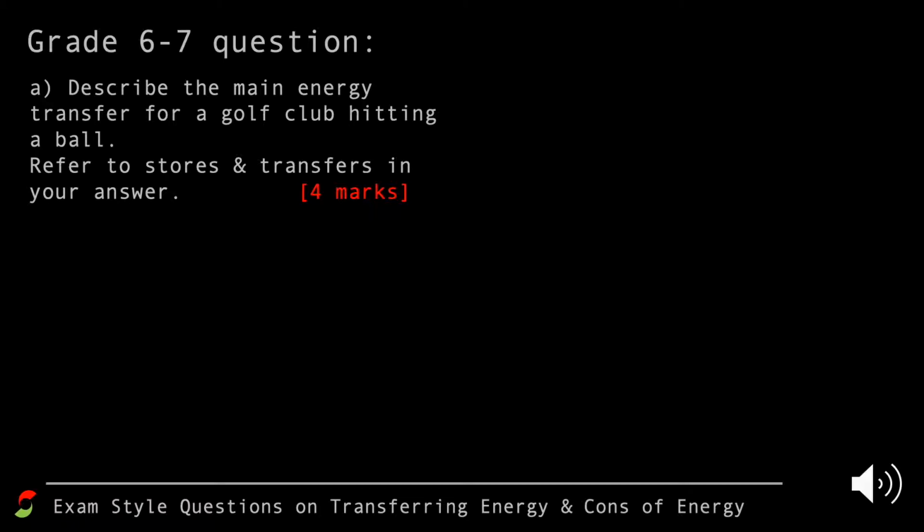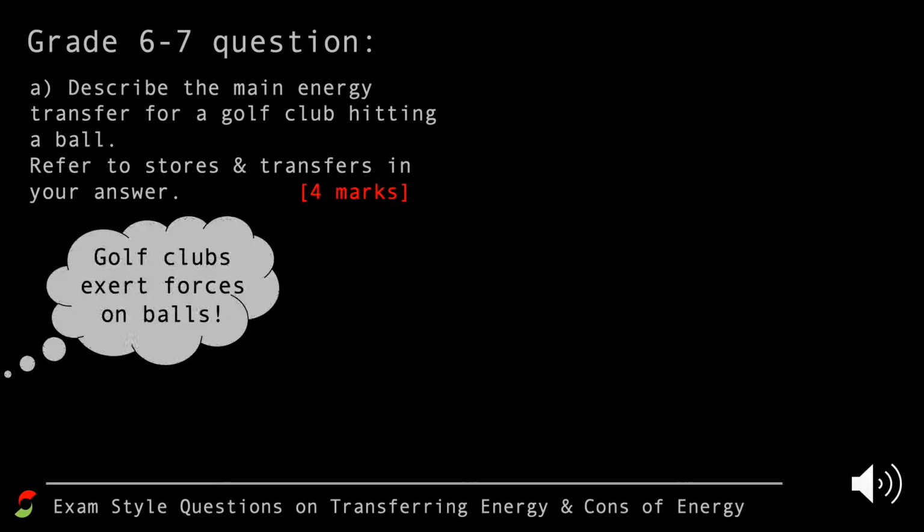So let's have a look at another question here. We've got a grade 6 to 7 question again. It's a little bit harder because there are 4 marks this time. So let's have a look. We've got to describe the main energy transfer for a golf club hitting a ball. And again, the question has been helpful in that it's telling us to refer to stores and transfers in our answer.